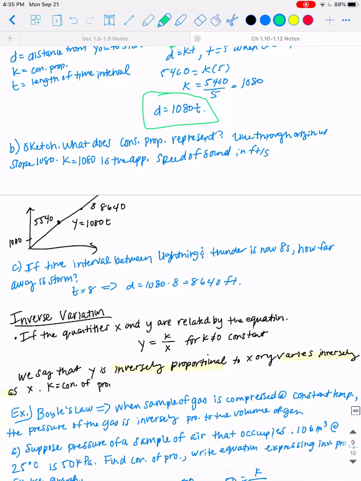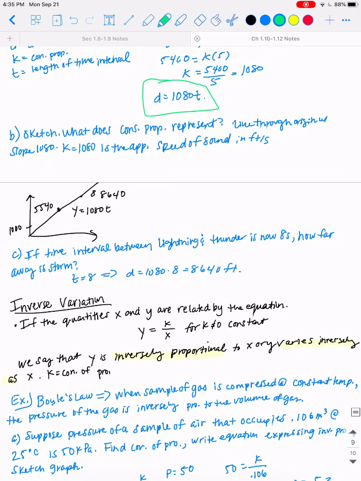So here's our graph. They gave us 5,400, so we have that, and that's when t equals 5, so we'd have 1, 2, 3, 4, 5. And then if we did the slope, we would get 8,860 from 5,440.